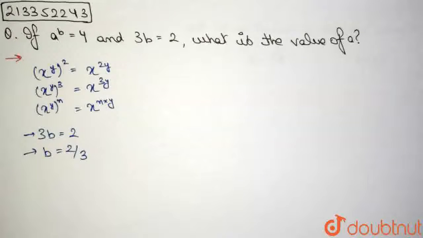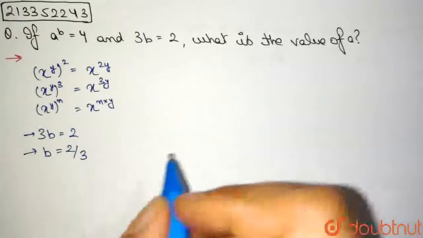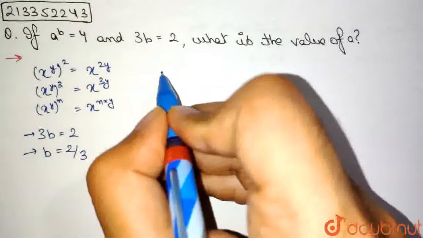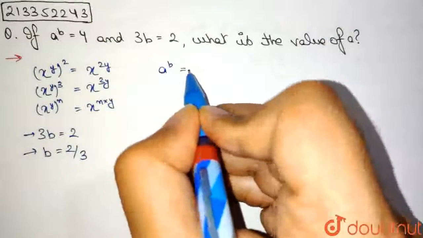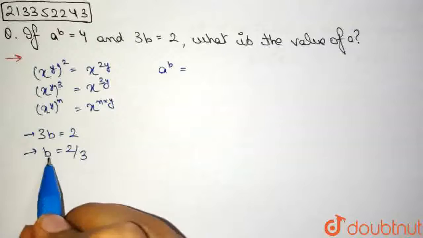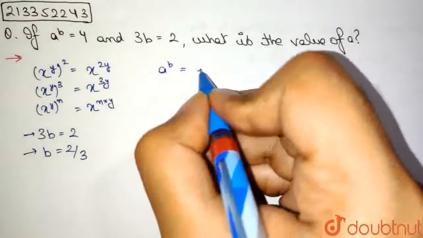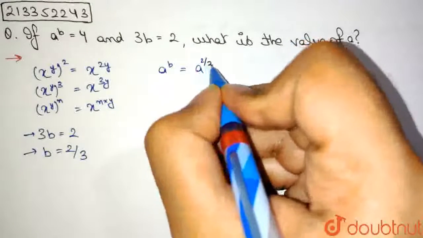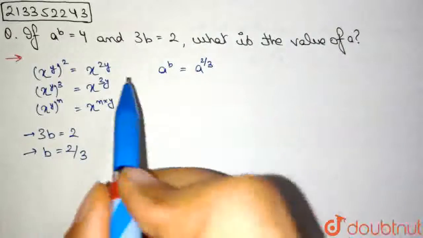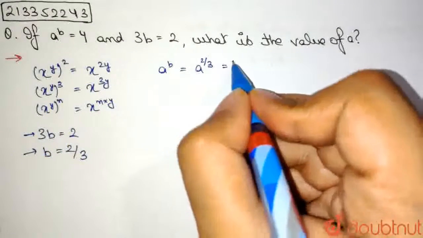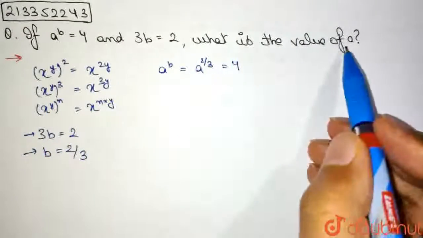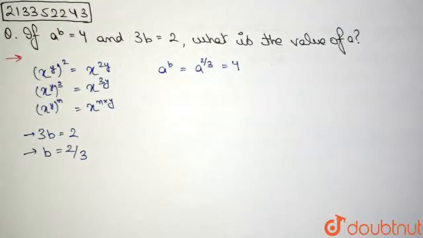Now, since we obtained the value of b as 2 by 3, we can represent a to the power b as a raised to the power 2 by 3, right? And this is equals to 4. And what is the value of a? So we are supposed to find the value of a.